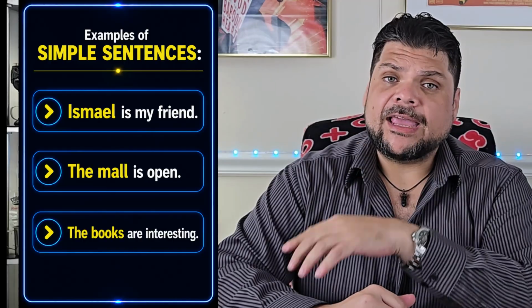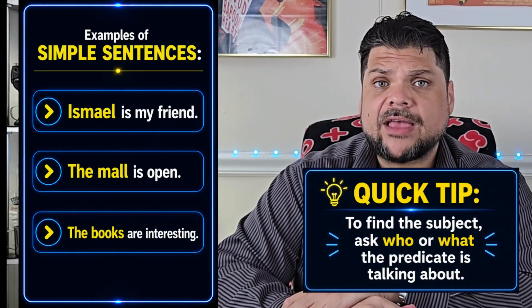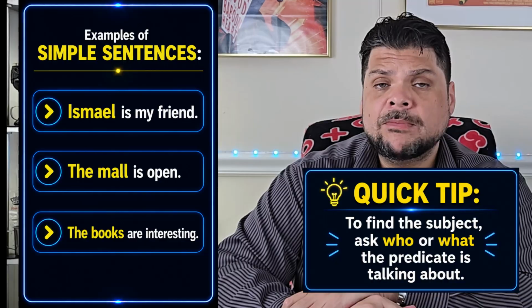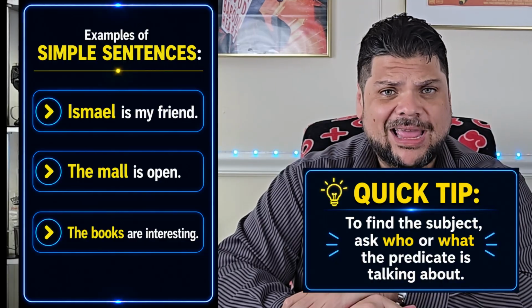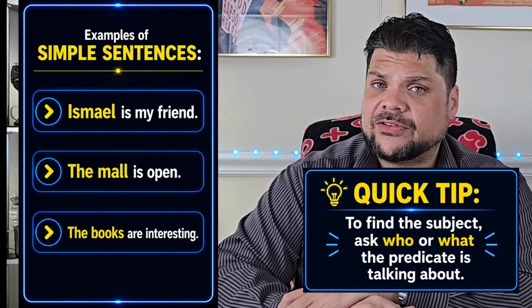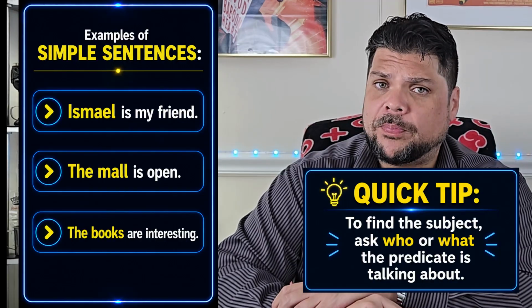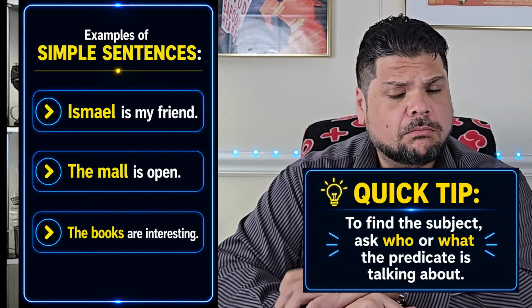The subject can be a noun, a person, place, or thing. For example, if you look at these sentences and you ask who, you can find the subject. Who is my friend? Ismael is my friend. What is open? The mall is open. What is interesting? The books are interesting.